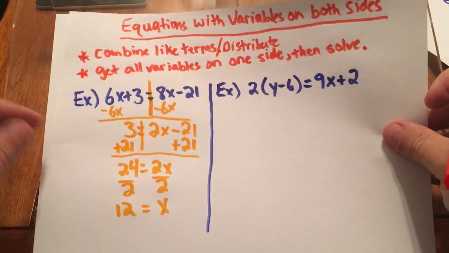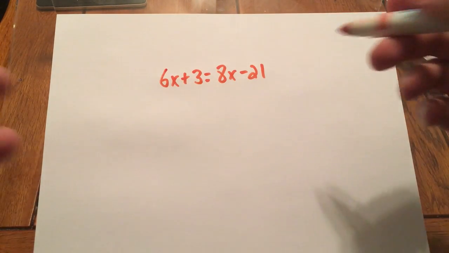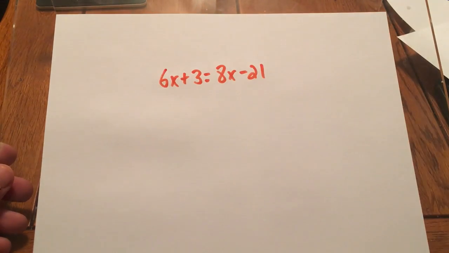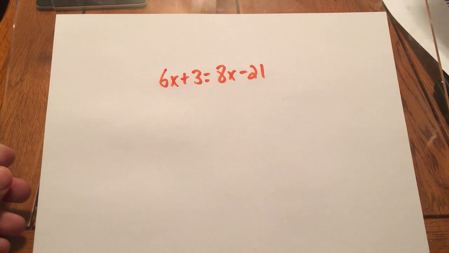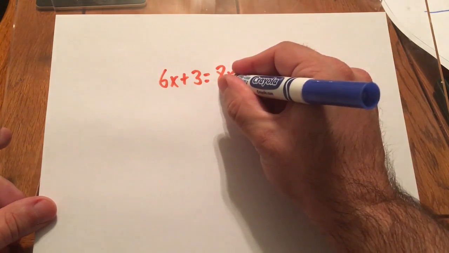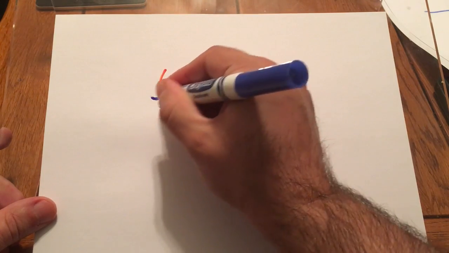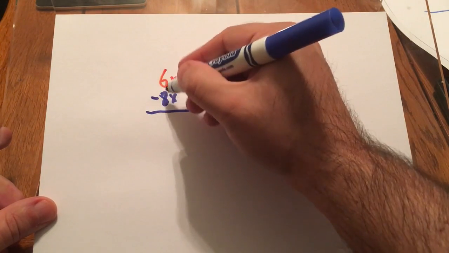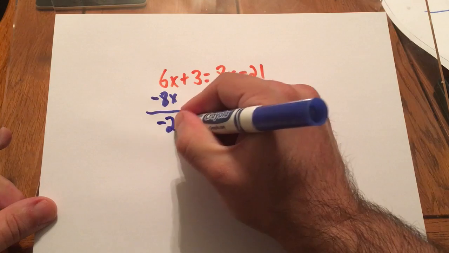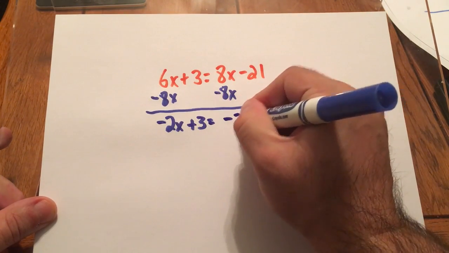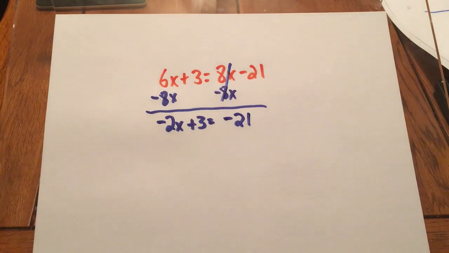So here in our first example, we subtracted 6x, and I said that if you like having your x on the left side, then you would want to subtract 8x first. So let's go ahead and do that. Run through this real quick, and we'll see if we get the same exact answer. Notice, if I'm going to subtract 8x from both sides, what I've got is 6 minus 8 is going to be negative 2x plus 3 is equal to negative 21 because that will cancel out.